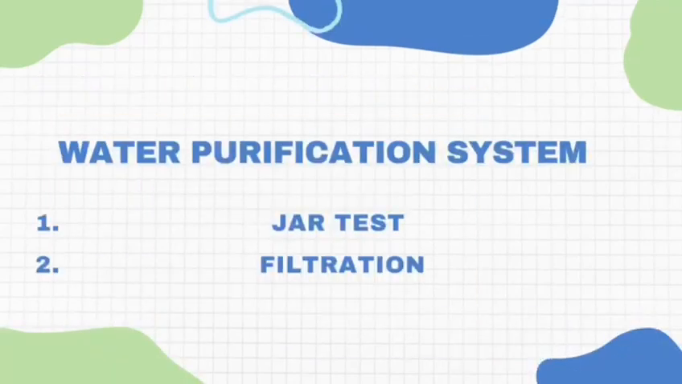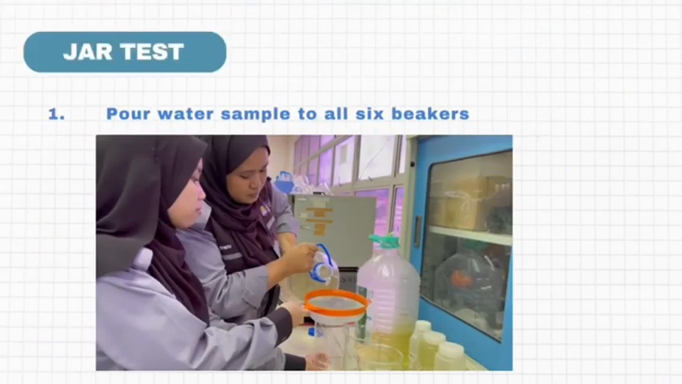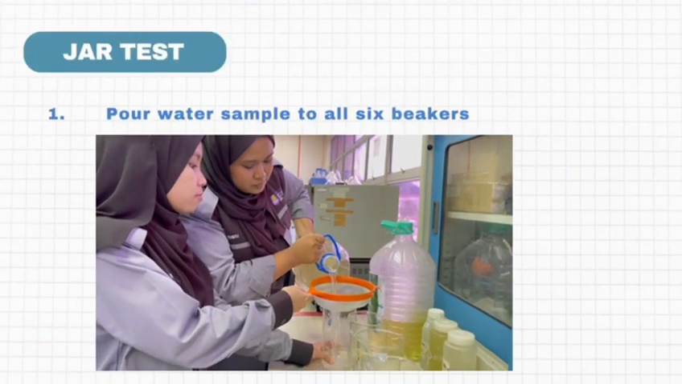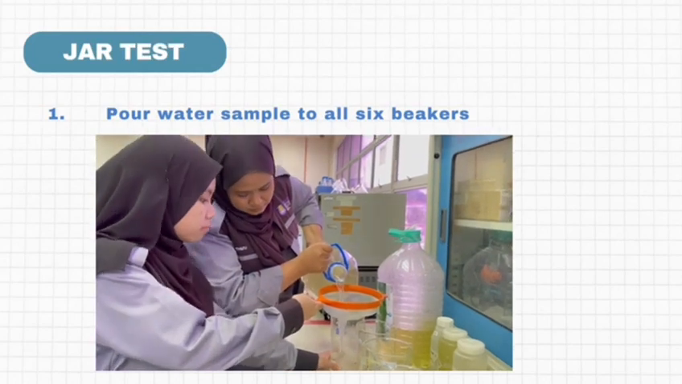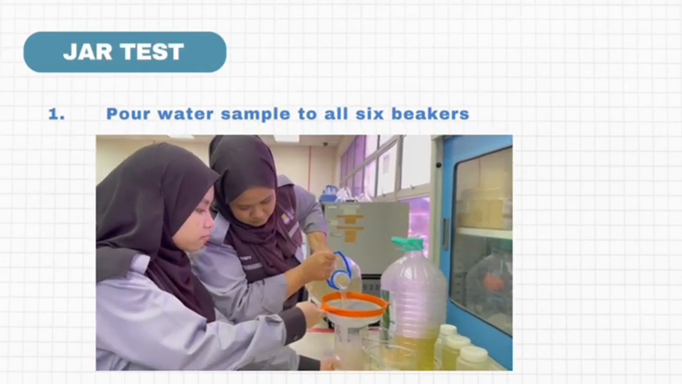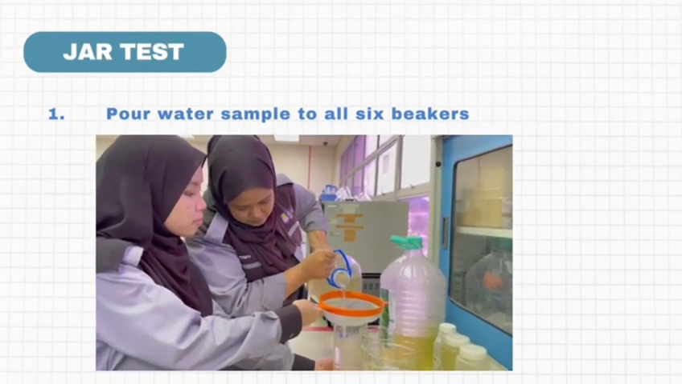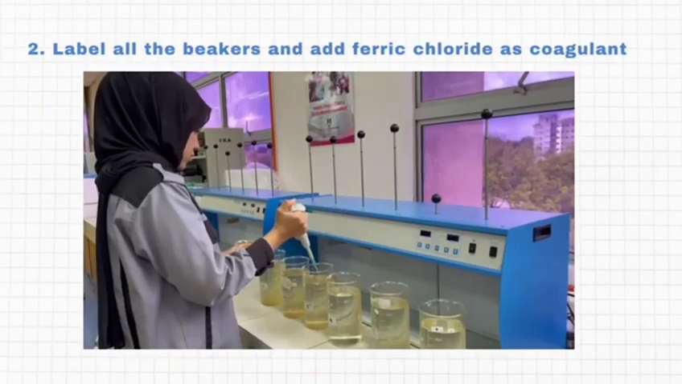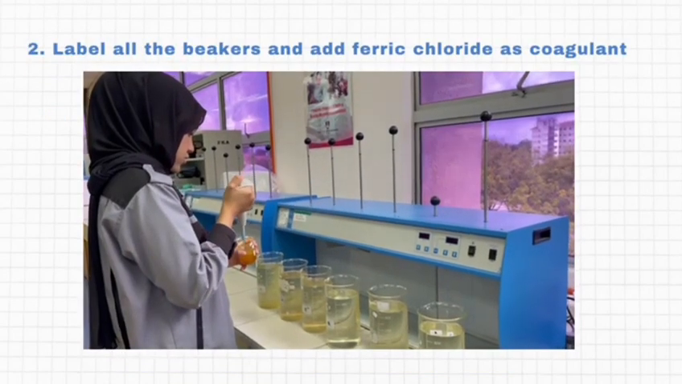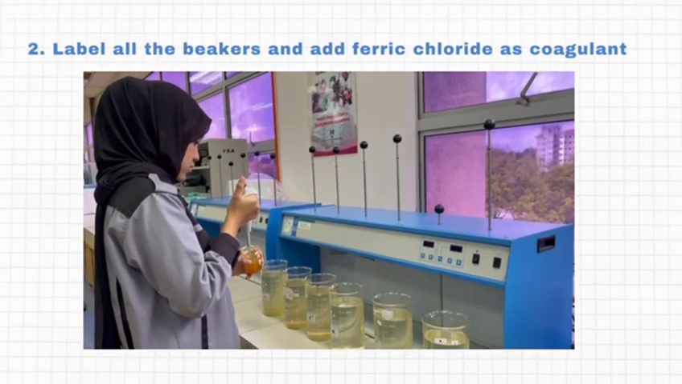For water purification system, there are 2 tests that we conduct. First, jar test, second, filtration. For jar test, first, pour water sample to all 6 beakers. Second, label all the beakers and add ferric chloride as coagulant.